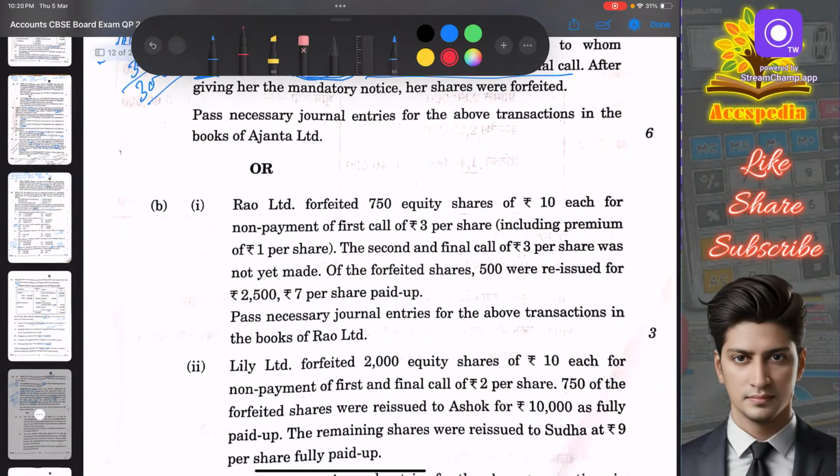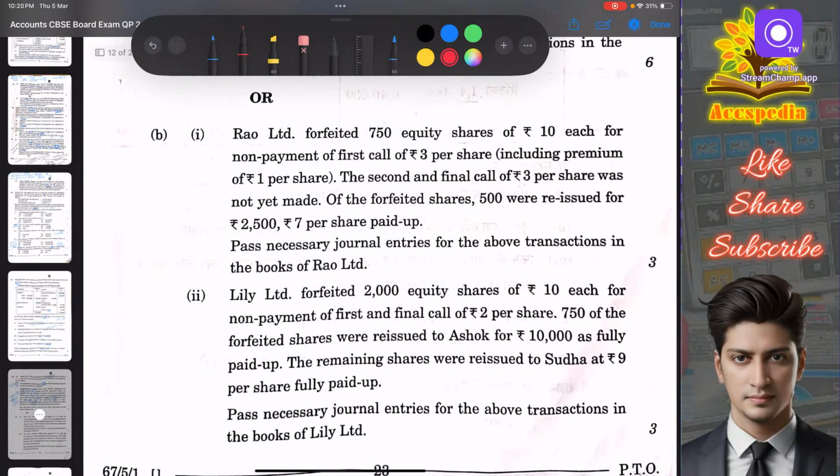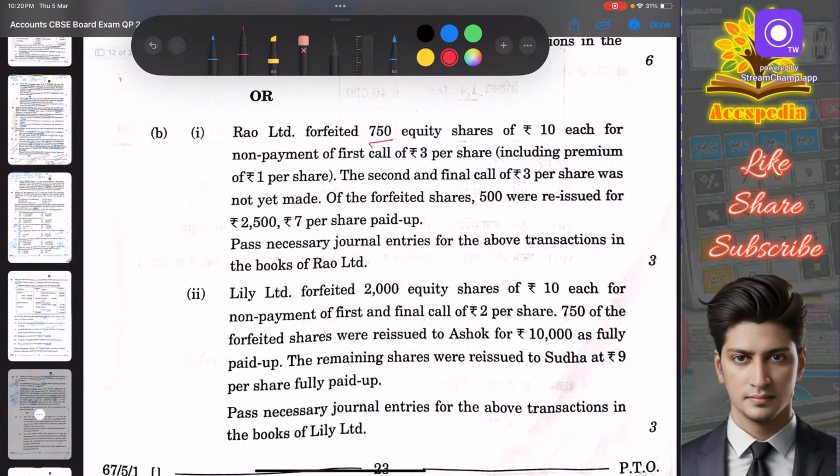25 like B question. Rao Limited forfeited 750 equity shares of 10 each for non-payment of first call 3 per share including 1 rupee premium. Second and final call 3 is not yet made. So which means 10 plus 1. Okay. Application allotment we do not know. First call is 3 rupees including 1 rupee premium. So 2 plus 1. This is not paid.